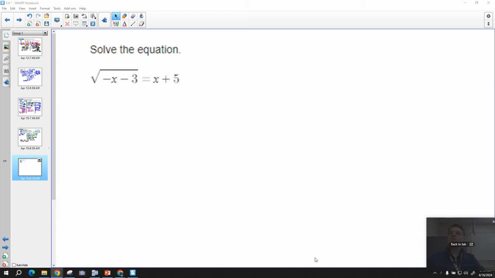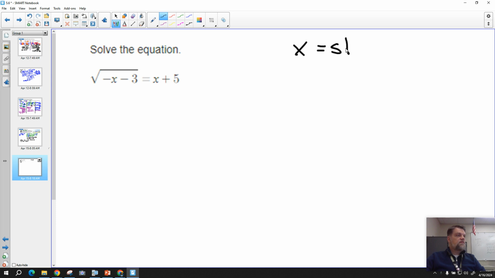This is one of the problems from the homework. Go ahead. So what we need to do is get all the x's on one side and all the other stuff on the other. Part of the challenge with this is that I've got a square root here and I've got an x here, so I have x's on both sides. So the first thing I need to do is get rid of the square root.